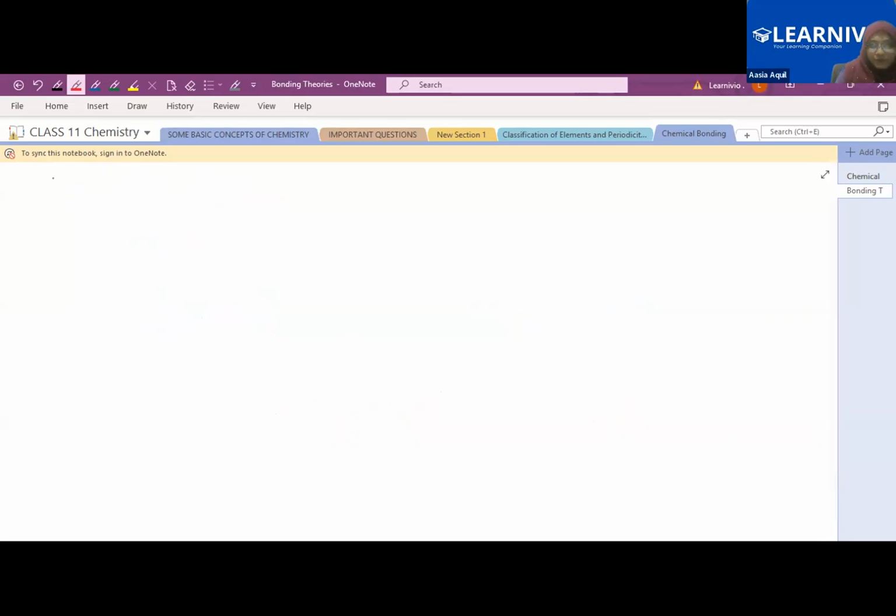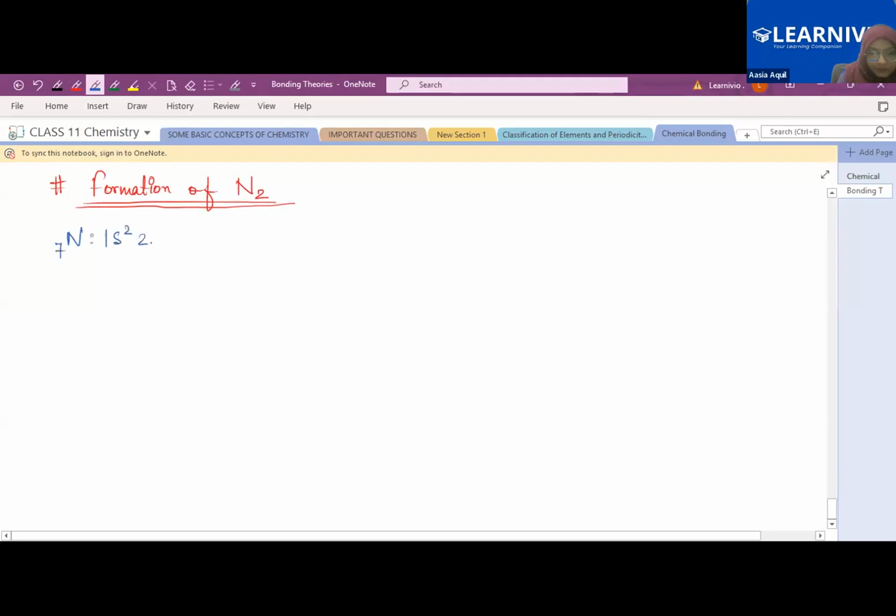Next, let's show the formation of N2. Okay, same step, follow the same steps. The nitrogen, right? Nitrogen's atomic number is 7. So write the configuration: 1s2, 2s2 and 2p3.